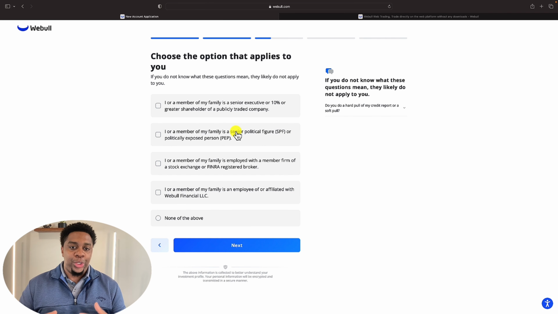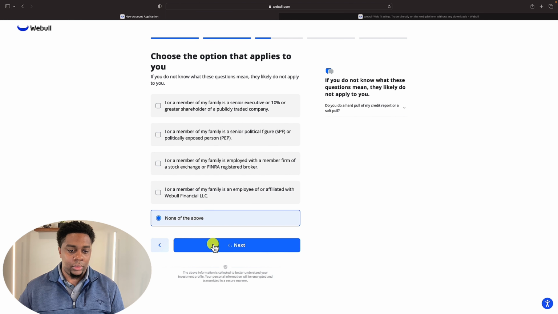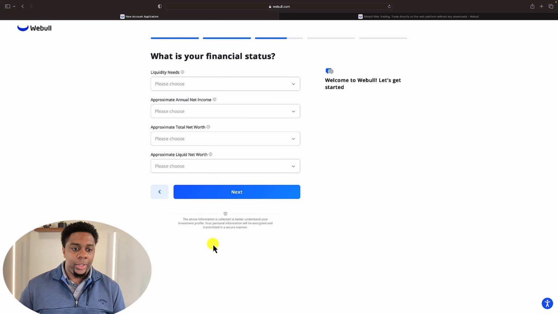So now they want you to choose the option that applies, and a lot of these options are just speaking on the fact of, do you have family members that deal with publicly traded companies? Do you have any type of inside information? So for a lot of people, this answer is none of the above. Okay, so more financial information, just rough estimates of like how much you make per year, your net worth, things of that nature. So I'll put all that information in, and I'll get with you guys later.